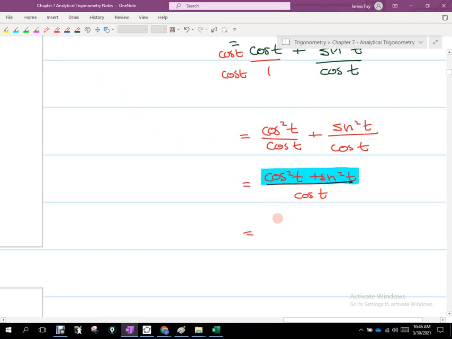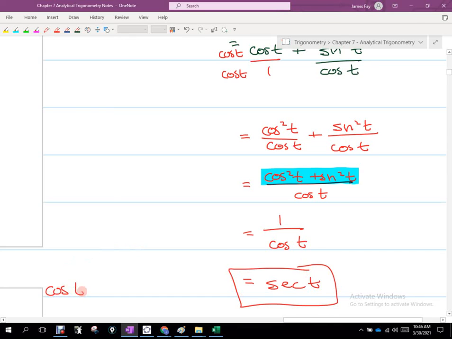That's 1. So replace that with 1 over cosine t then. And what's that end up changing to? Secant of t. So we started with cosine t plus tangent t sine t, right? That's what we started with? And it turned into this, right?